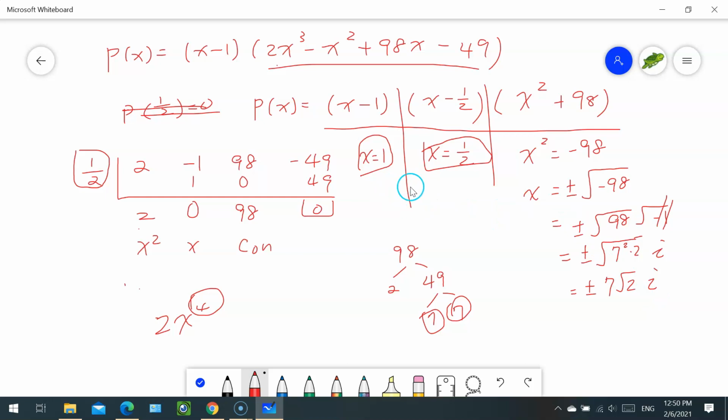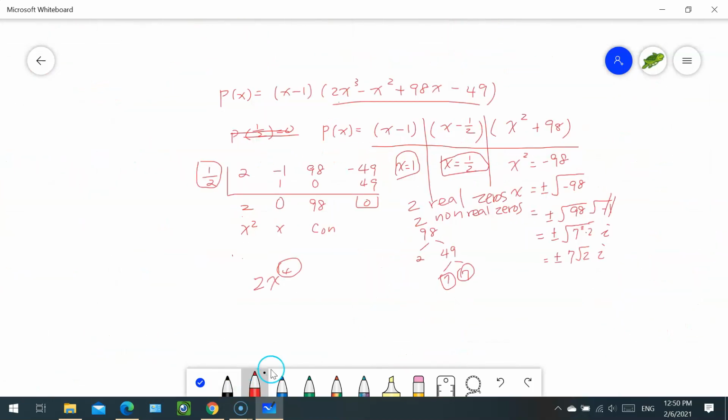Now keep in mind, this polynomial function has 2 real solutions, or 2 real zeros, and 2 non-real zeros. Or you can call them 2 imaginary solutions. So this is the work of your 4.5.